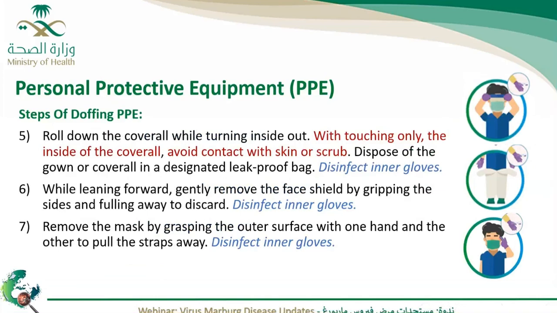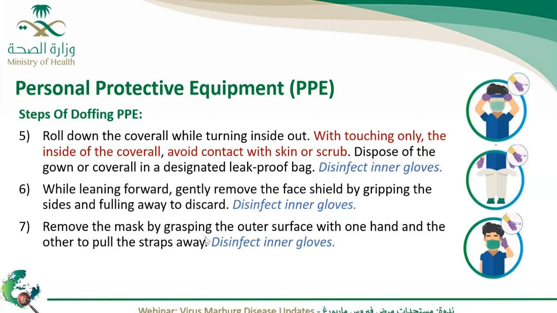Five, you need to roll down the coverall while turning it inside out, touching only the inside of the coverall, and you need to avoid touching the skin or the scrub so you will not contaminate your skin or the scrub. After that, you need to dispose of this gown in a leak-proof bag, and you need again to disinfect the inner gloves.